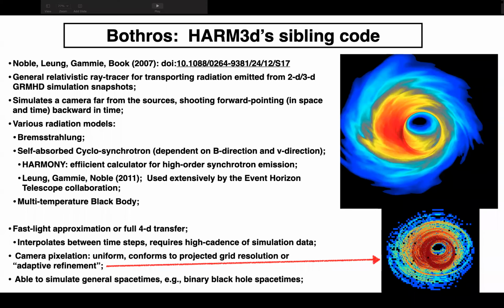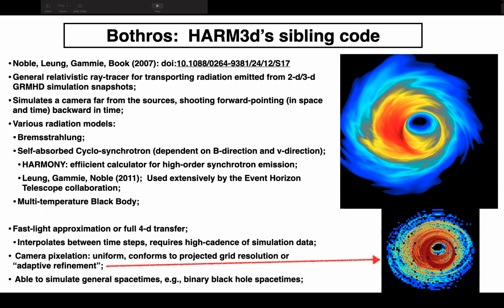So going to the ray tracing code called Bathros, this allows us to back out the light that is lost in the simulation, and allows us to capture it, transport it through the curved space-time in the right way, and then record it at a simulated camera in the distance. So it allows us to create a simulated image from a simulation.